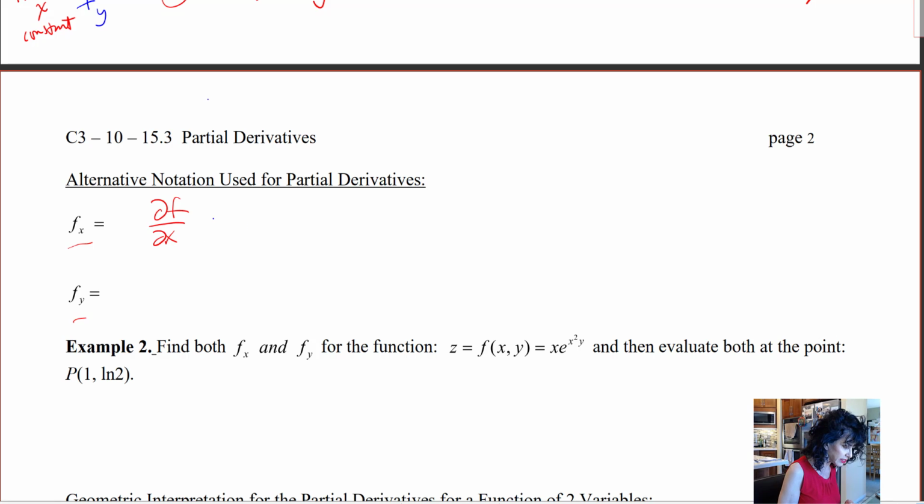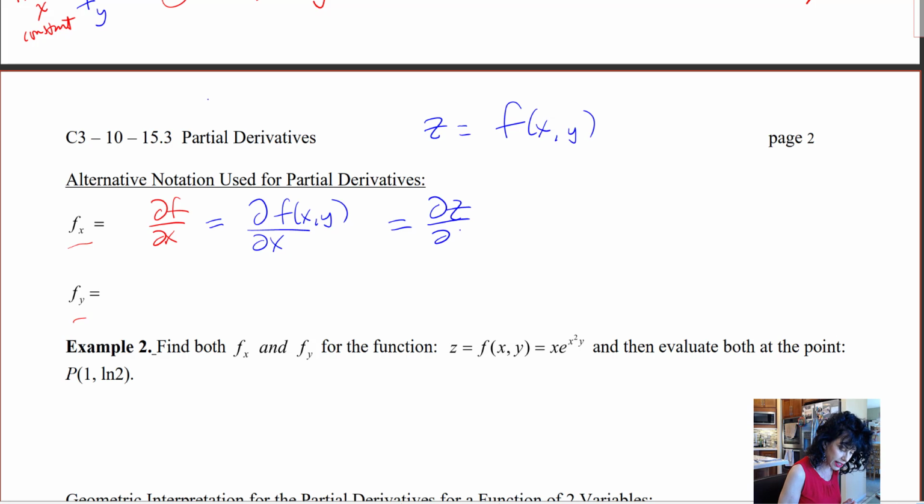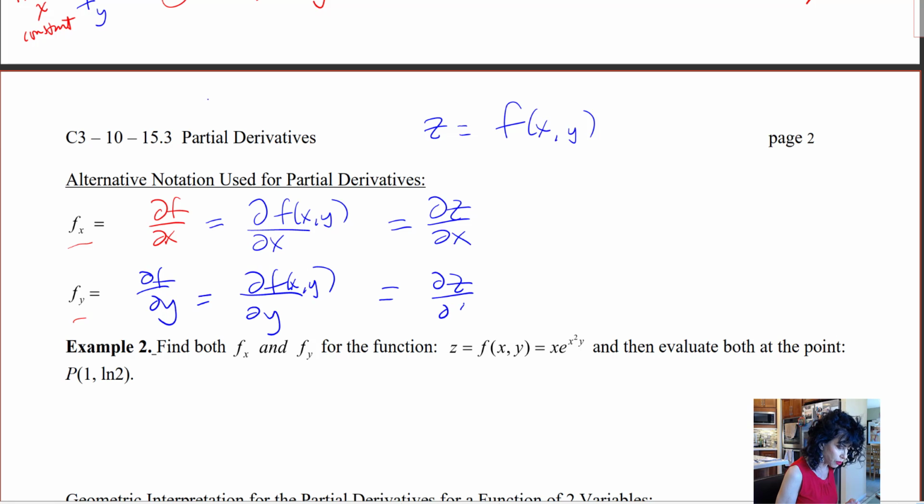So df dx. Another way you might see this is d dx of f of xy, where the function is denoted f of xy. That's also common. And sometimes, since your function might also be denoted z, they may just say they want dz dx. But they're all asking for the same thing, partial with respect to x. The partial with respect to y has similar notation, df dy, or d dy of f of xy, or dz dy.